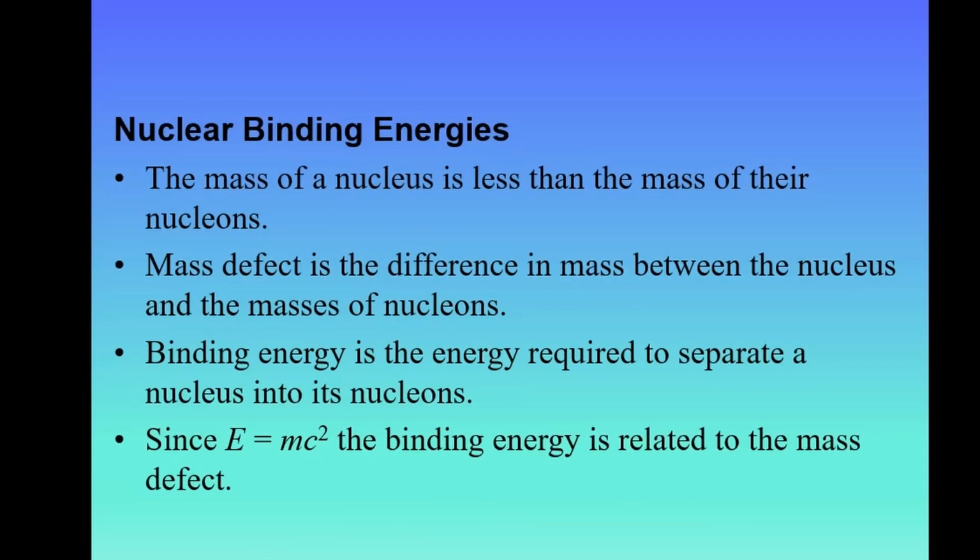So there's this thing called binding energy. The mass of a nucleus is less than the mass of its nucleons. Mass defect is the difference in mass between the nucleus and the mass of the nucleons. Binding energy is the energy required to separate a nucleus into its nucleons. And this equation here tells us the mass defect.